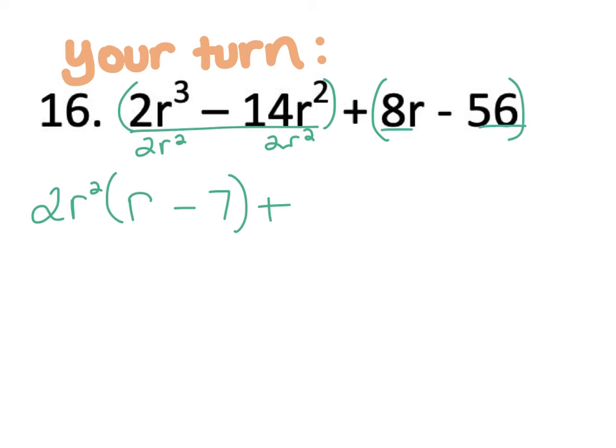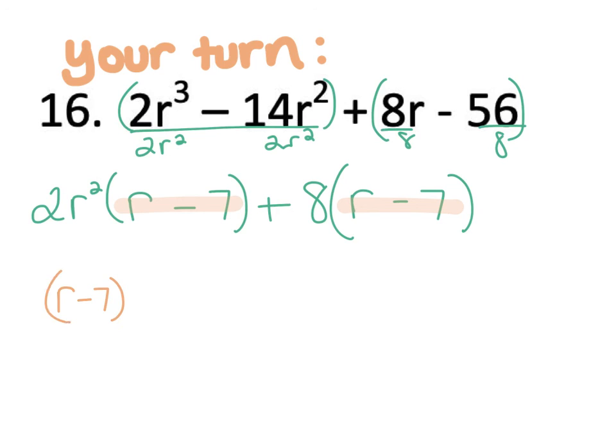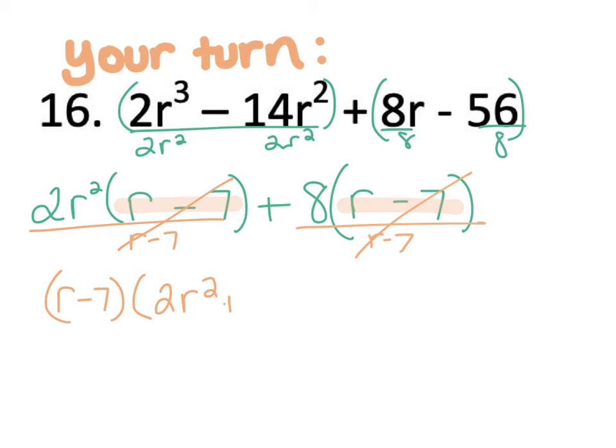Plus, now it looks like I have an 8 common to both. Divide by 8 and I get r minus 7. So, do I have anything in common? I sure do. I have r minus 7 and r minus 7. Since that's my common term, I'm going to bring that r minus 7 out to the front, and I'm dividing each term here by r minus 7. Cancels and cancels. And what remains is 2r squared plus 8.